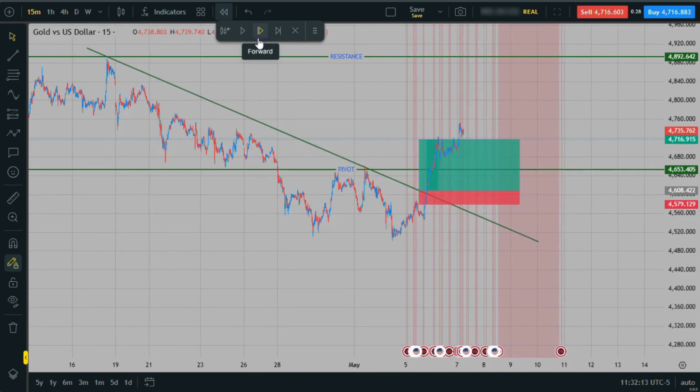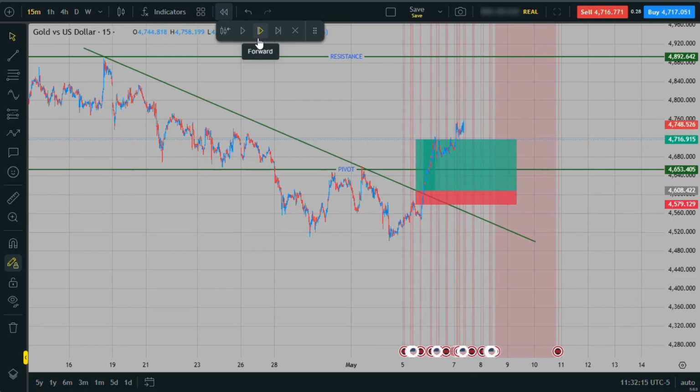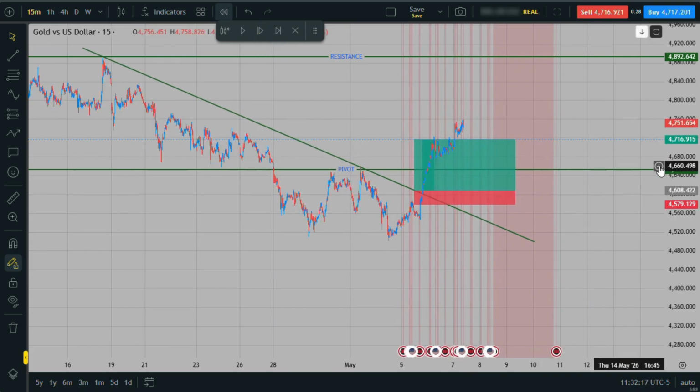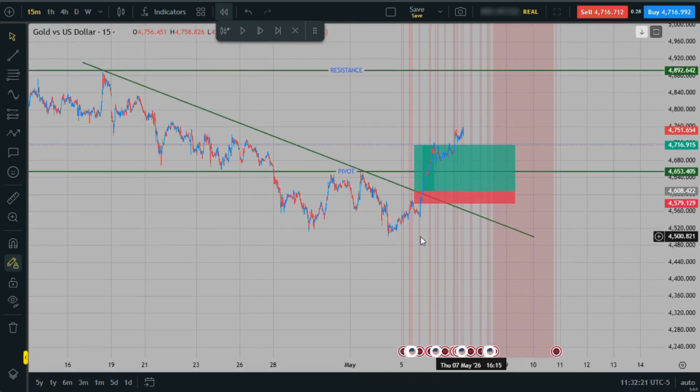So yes, that is how I spotted and succeeded in this buy trade.